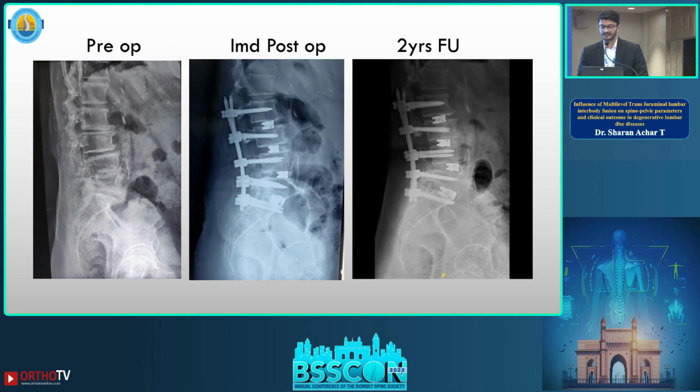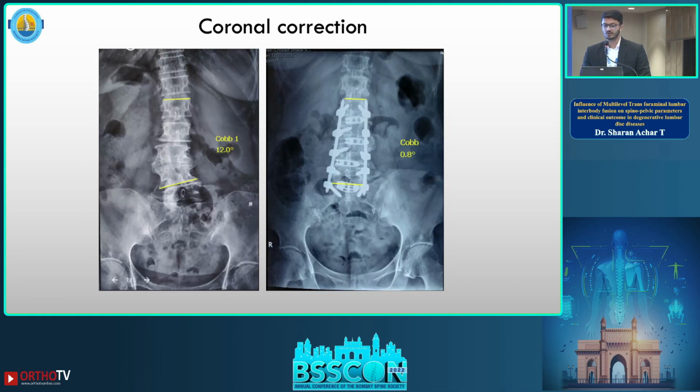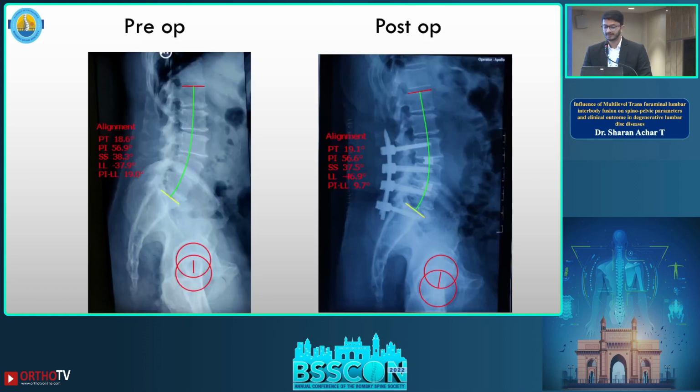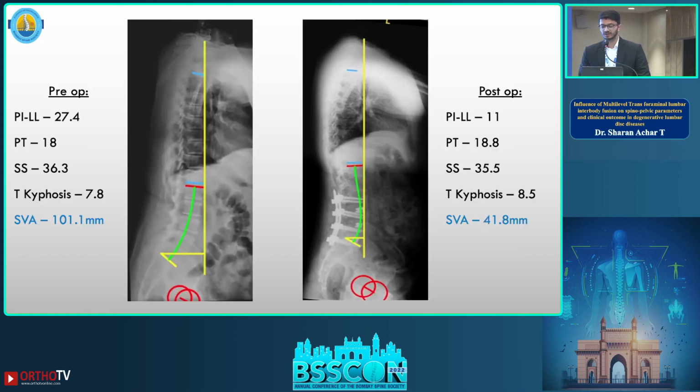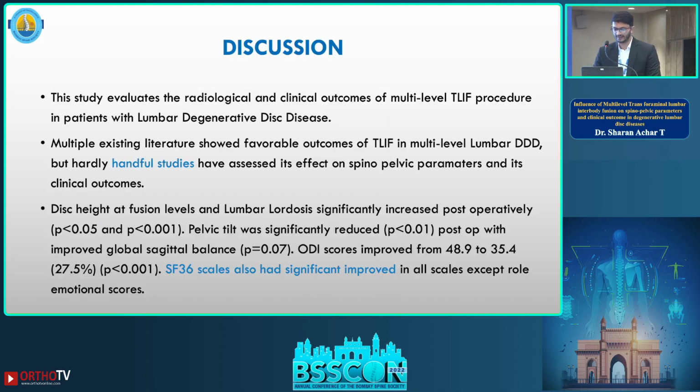This is one of our cases, an elderly patient who had multi-level degenerative disc diseases, whom we operated with 4-level TLIF, showing good healing at 2 years follow-up. This was the amount of coronal correction we were able to achieve. This is another patient where the spinopelvic parameters have been restored within the normal ranges. Here, the patient's sagittal vertical axis has been restored from a 10 centimeter discrepancy to the postoperative 4 centimeters.